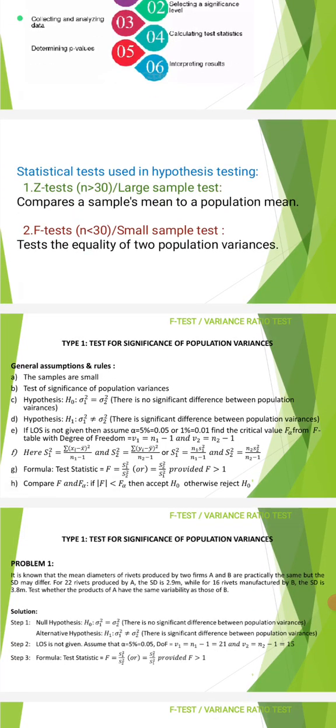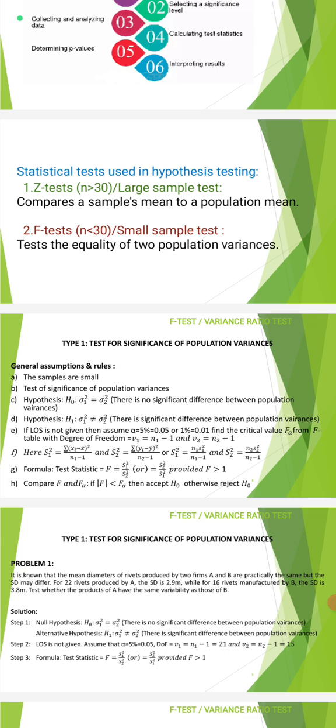Type 1, test for significance of population variances. Step 1, general assumptions and rules. The samples are small, that is n less than 30. Test of significance of population variance. Then define the null hypothesis and alternative hypothesis, H0 and H1. Choose the level of significance. If the level of significance is not given, use the 5% level of significance.